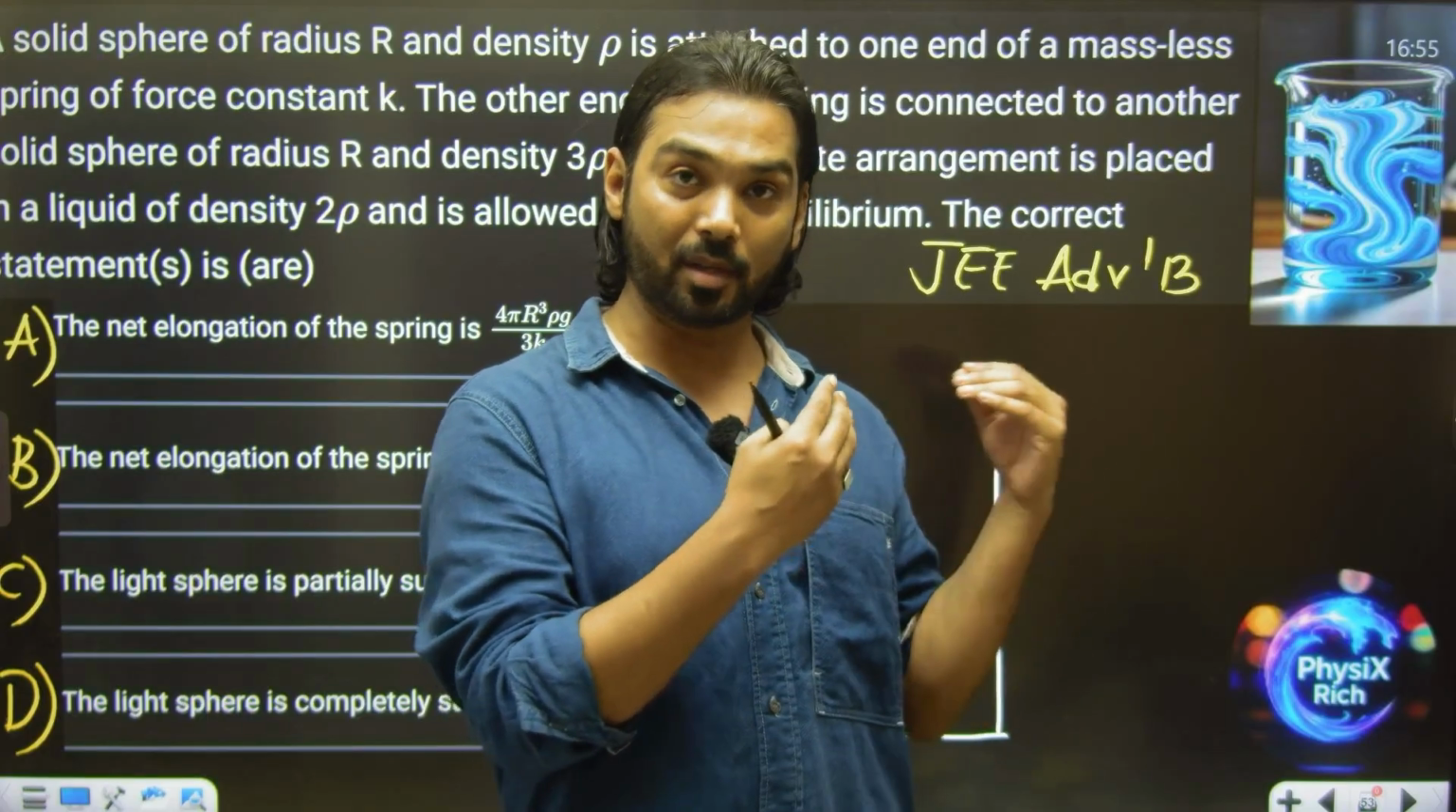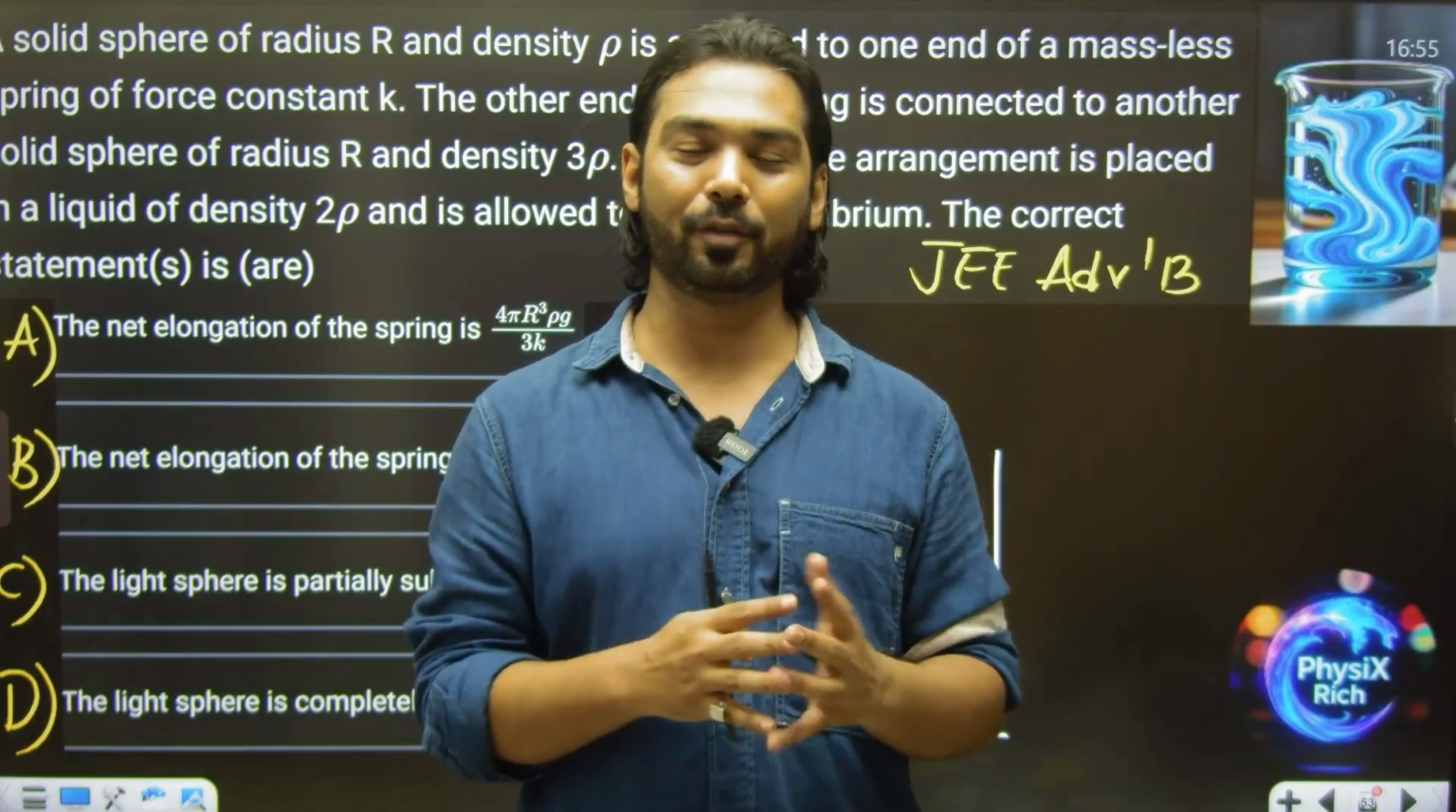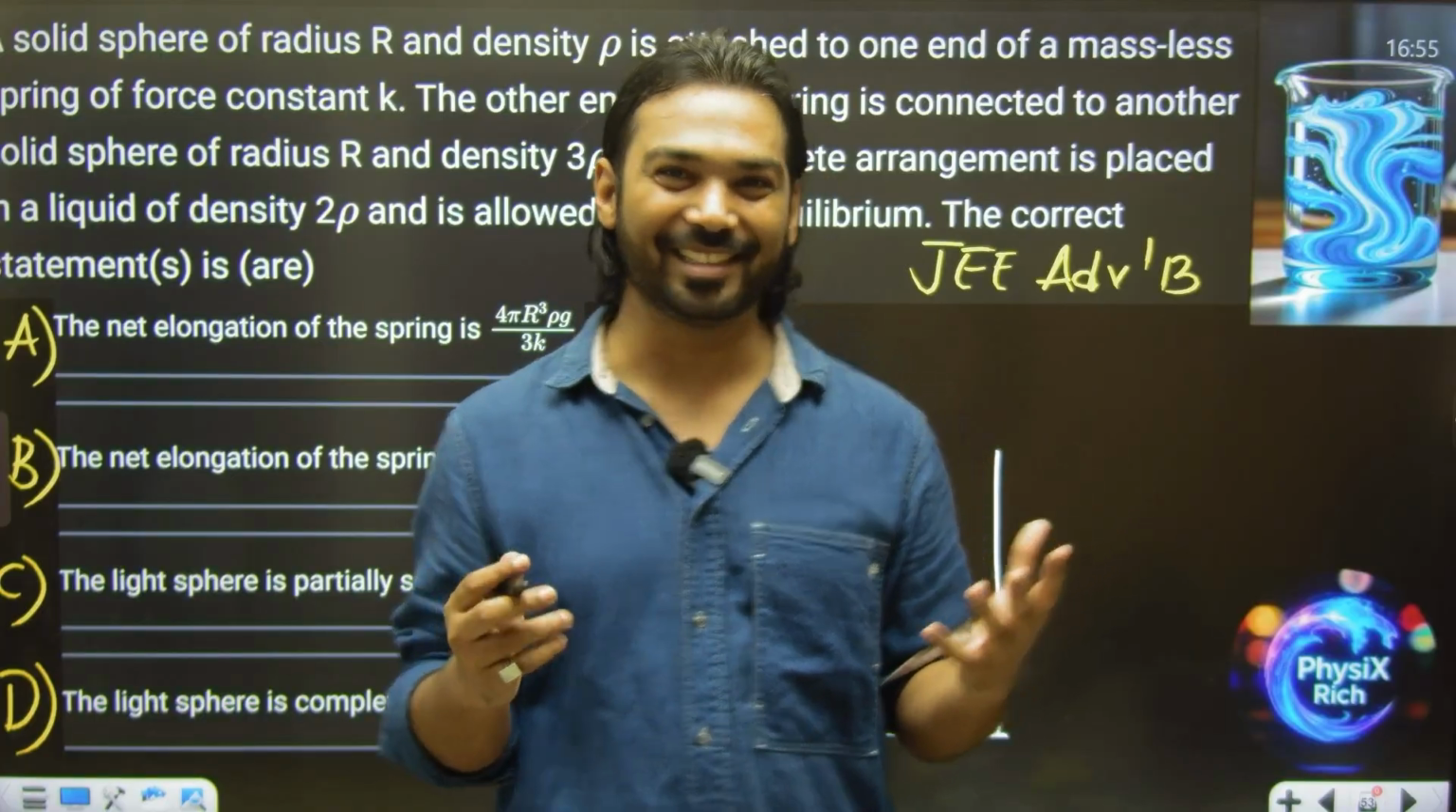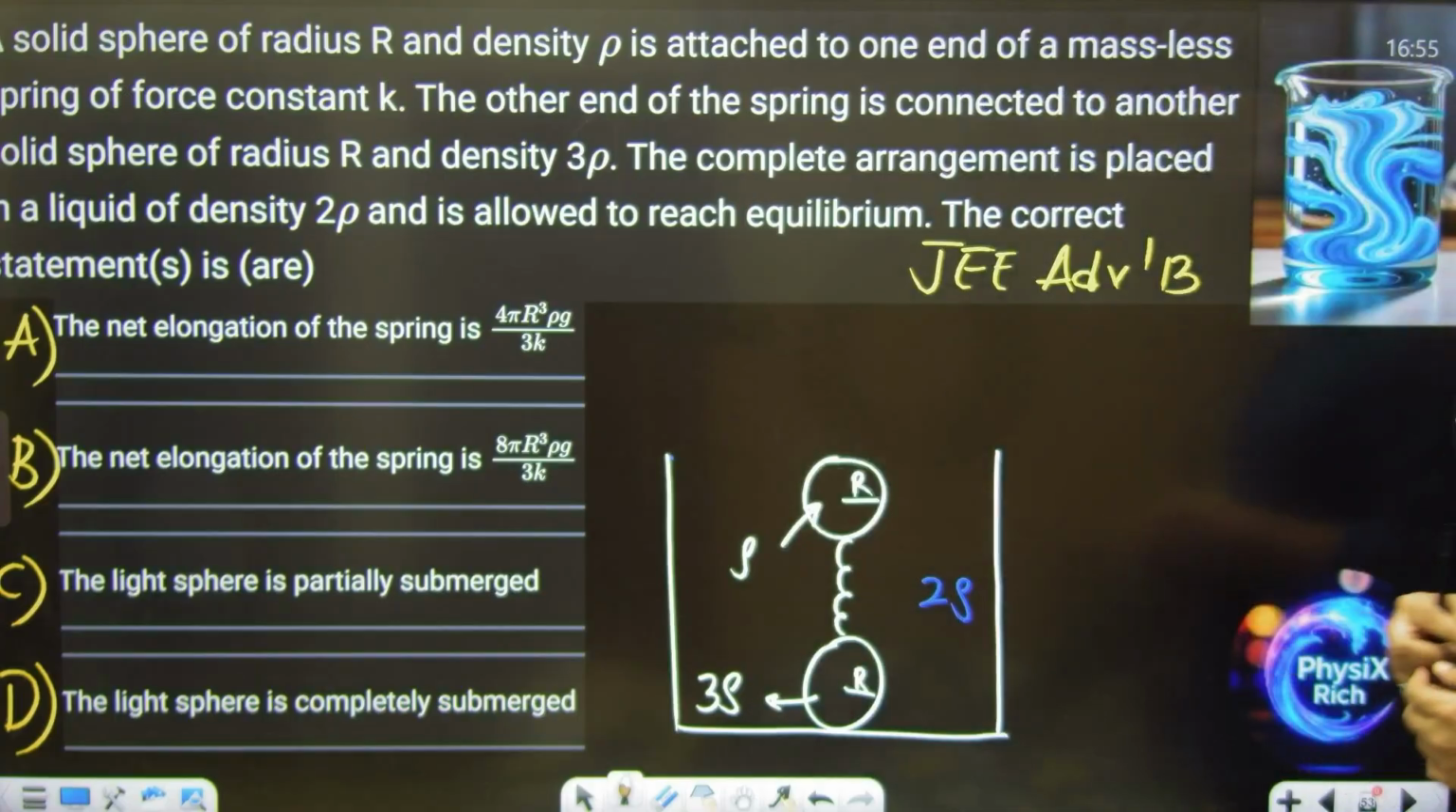If this question comes in your exam, you should look at it and feel, I am getting selected. So let's read. A solid sphere of radius r and density rho is attached to one end of a massless spring of force constant k. And the other end of the spring is connected to another solid sphere of radius r and density 3 rho.